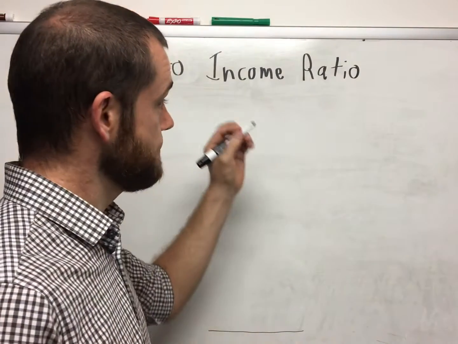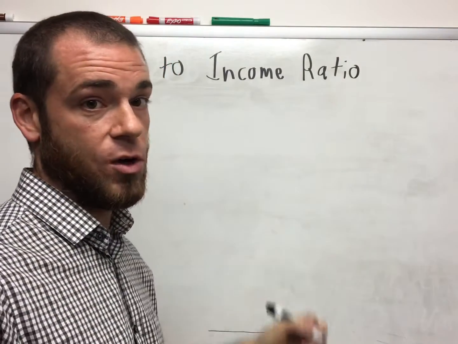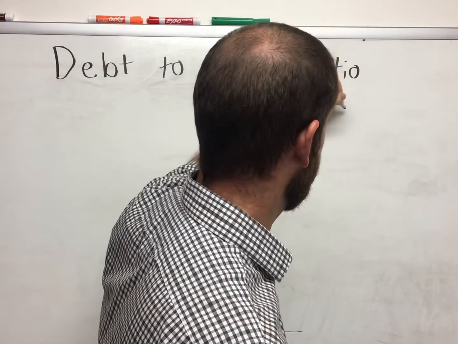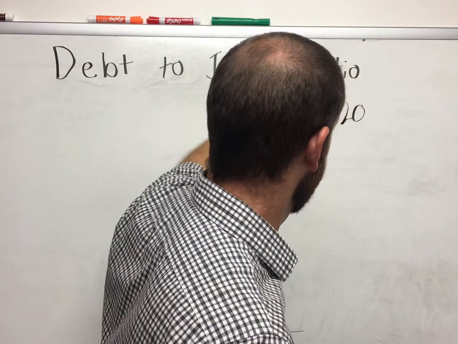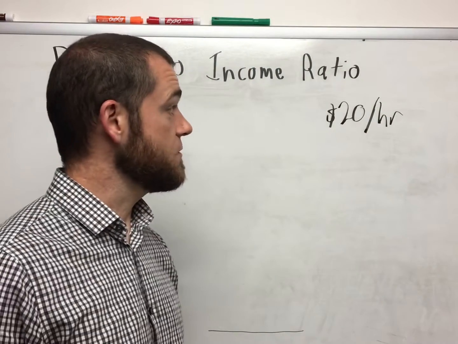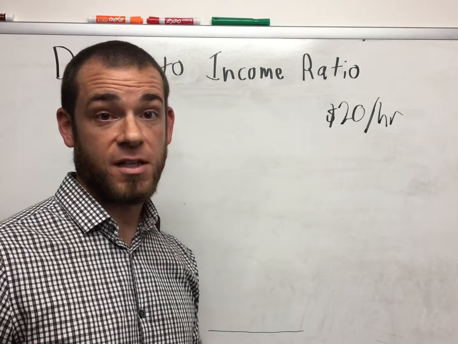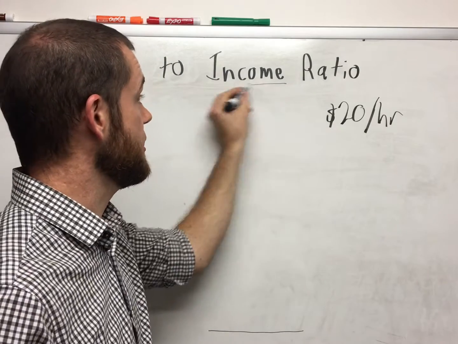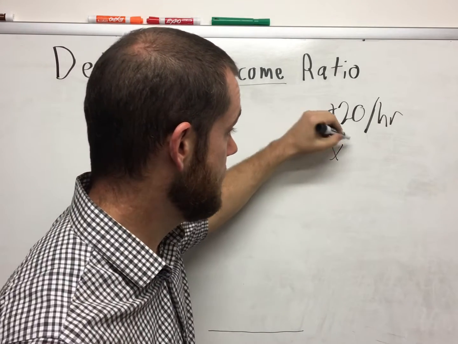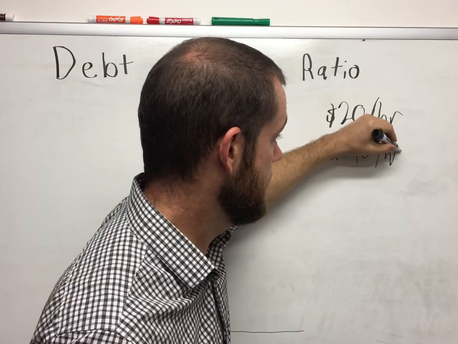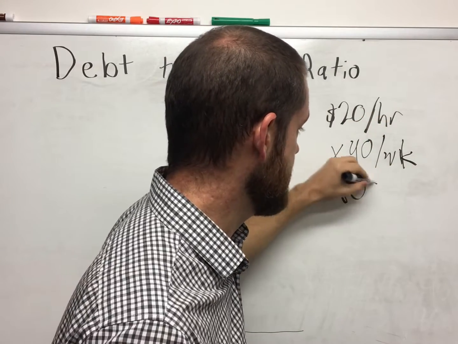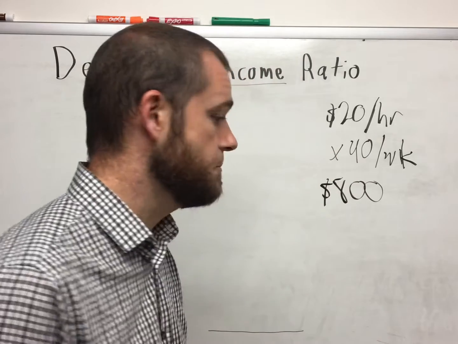So let's say this guy named Joe, he's a mechanic and he makes $20 an hour. So we'll start with that. $20 an hour. So we need to figure out his total monthly income, which is the first part of the debt to income ratio. So we're going to take $20 an hour times 40 hours a week, which gets us to $800 a week in pay.